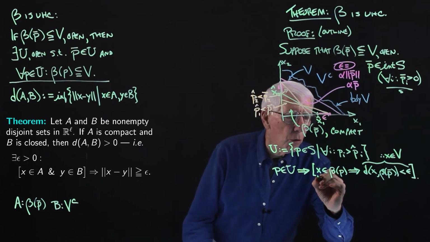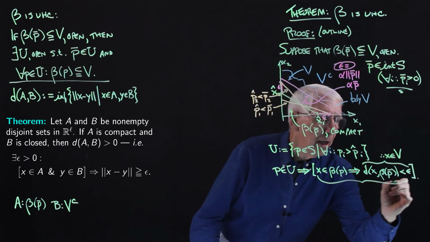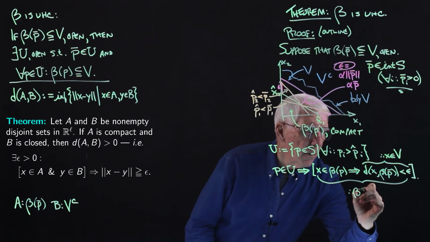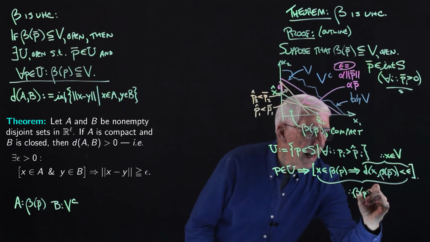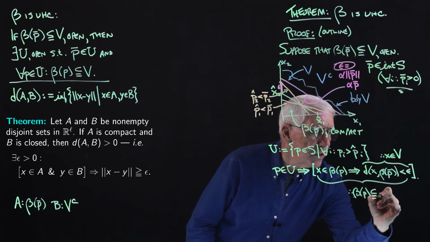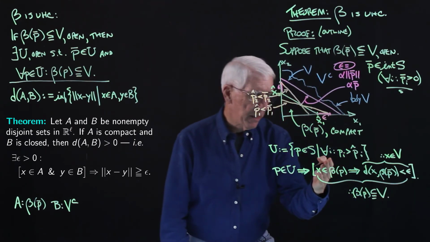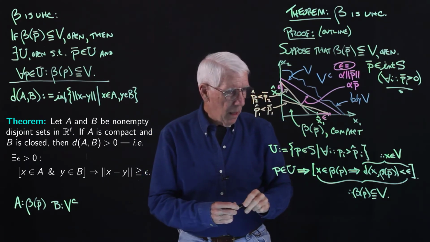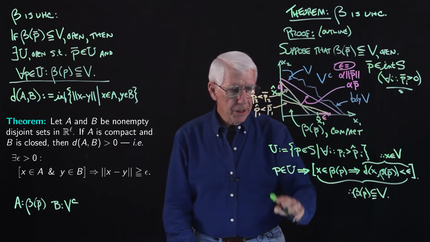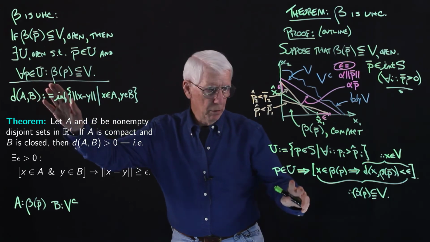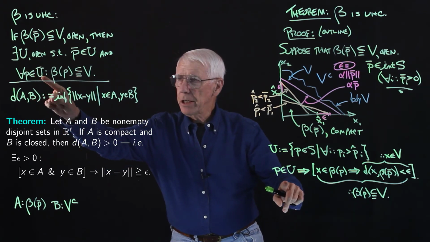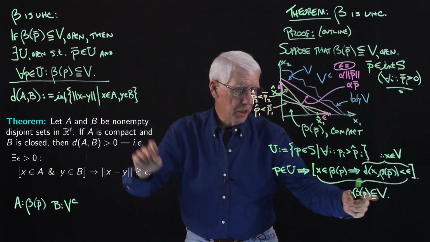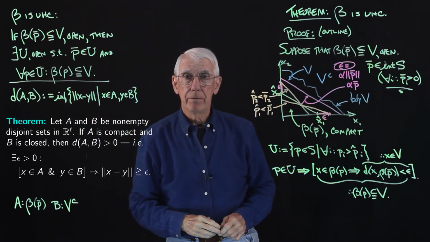And if we take this whole thing here, then this would say that the budget set at P is a subset of V, because every point in the budget set is in V. And so that really completes the proof, because it's exactly what we wanted to prove, that for any price list in the set U, the corresponding budget set will be a subset of that open set V.